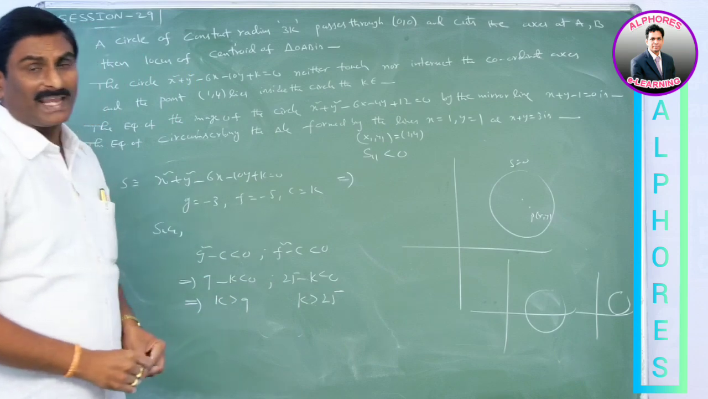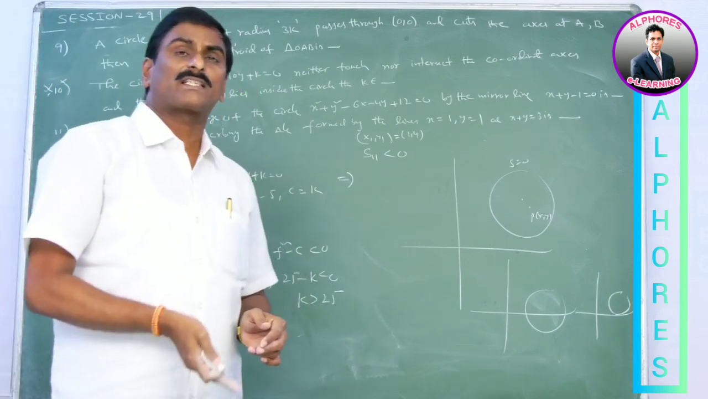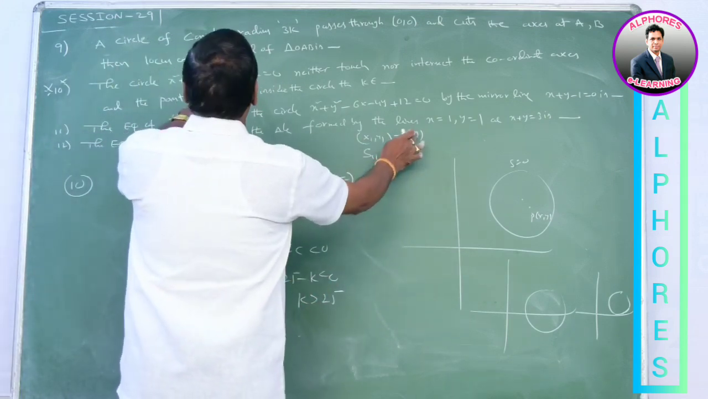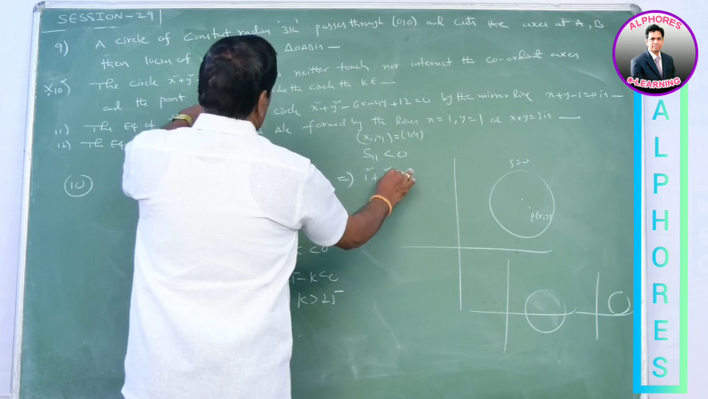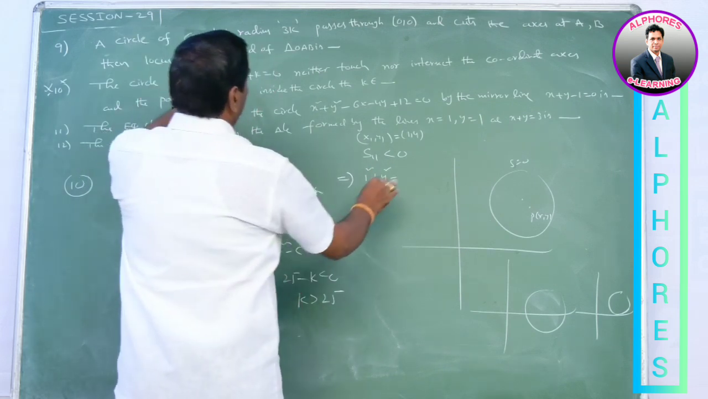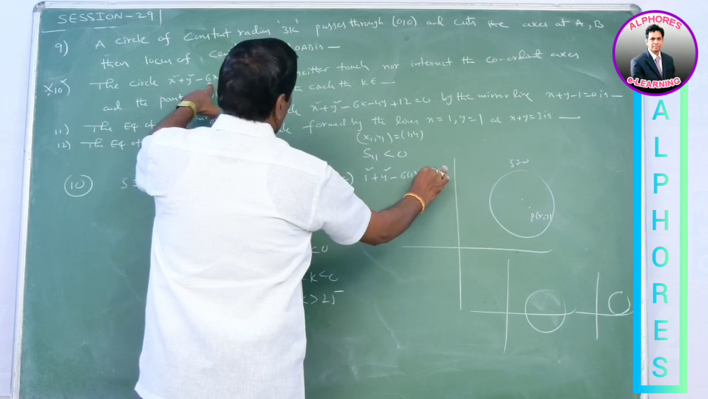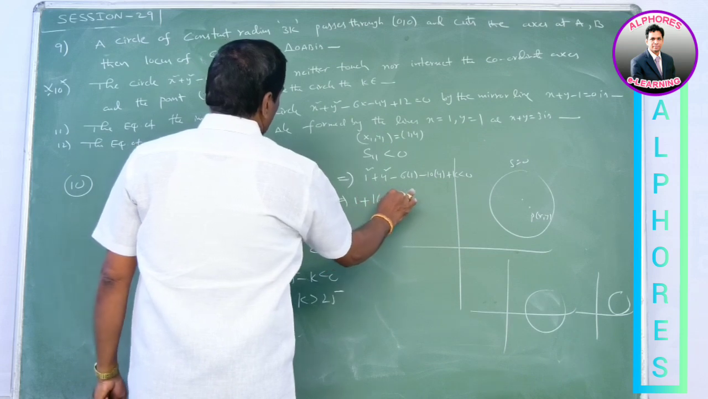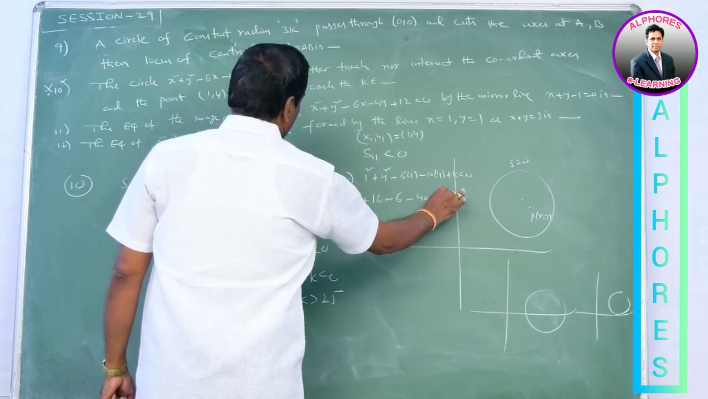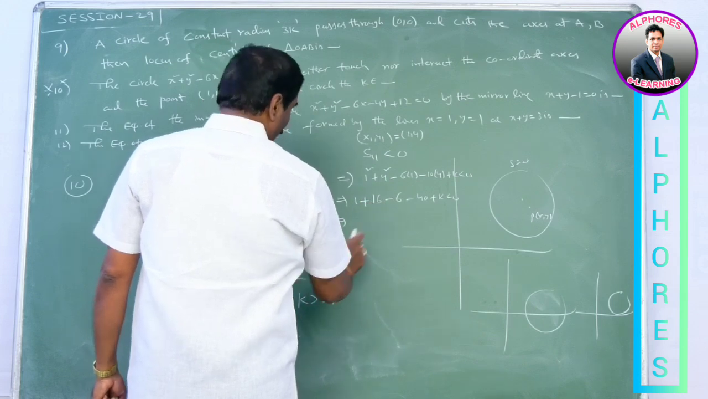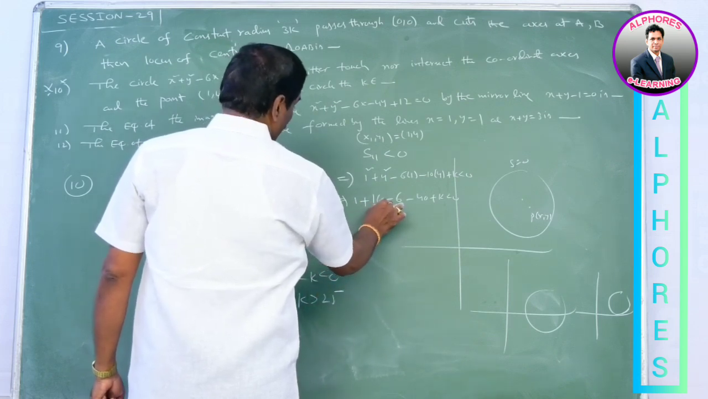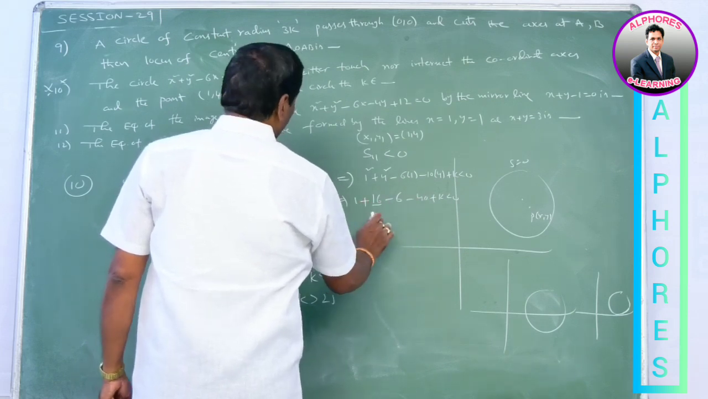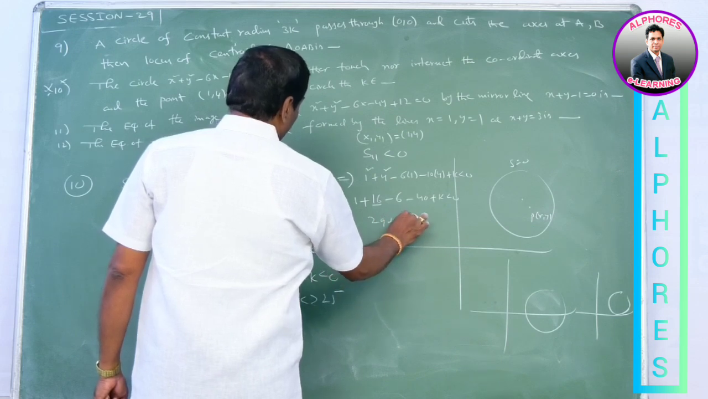What is the value of S11? x1 square plus y1 square plus 2g x1 plus 2f y1 plus c. That means 1 square plus 4 square minus 6 into 1 minus 10 into 4 plus k less than 0. That means 1 plus 16 minus 6 minus 40 plus k less than 0. Finally, 1 plus 16 minus 6 means 11, 11 minus 40, that means minus 29 plus k less than 0.